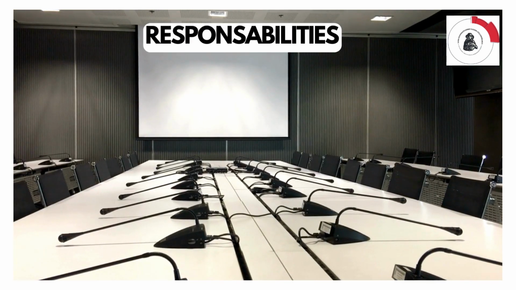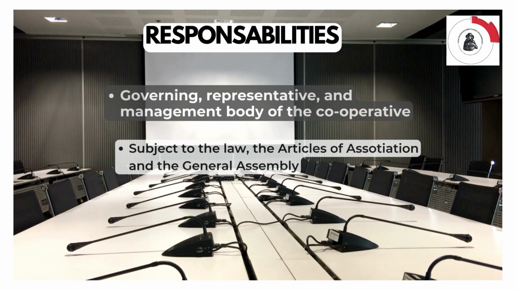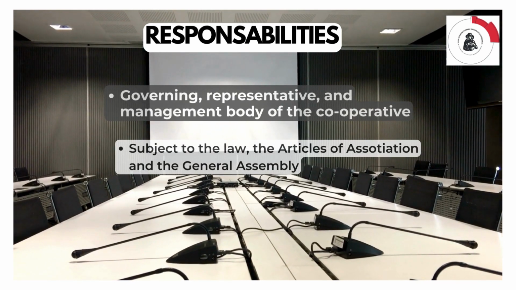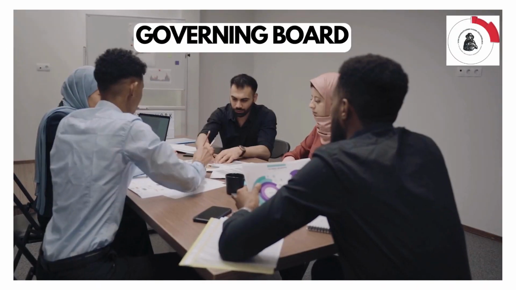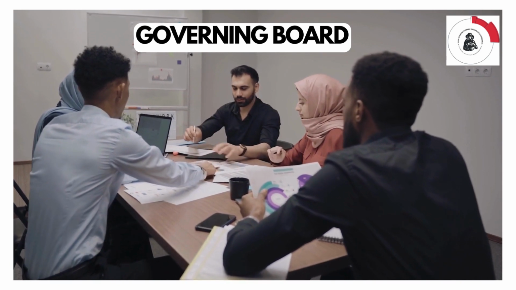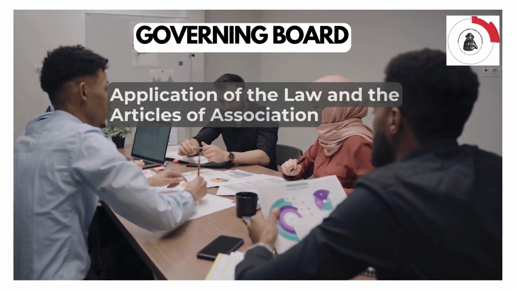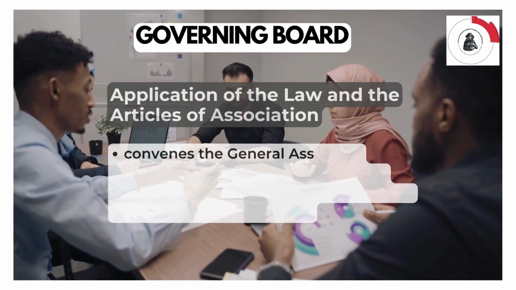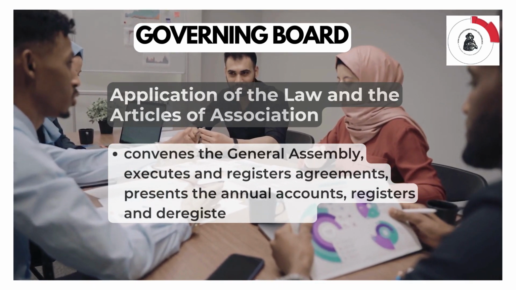The Board of Directors is the governing, representative, and management body of the cooperative exclusively. It is subject to the provisions of the law, the Articles of Association, and the general policy set by the General Assembly. It has 3 branches. The Governing Board is responsible for the application of the law and the Articles of Association, taking the corresponding initiatives. Among others, it convenes the General Assembly, executes and registers agreements, presents the annual accounts, registers and deregisters members.